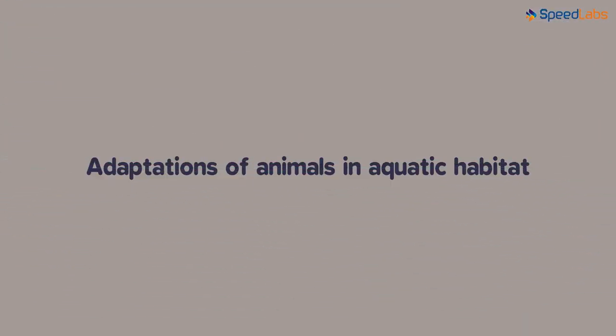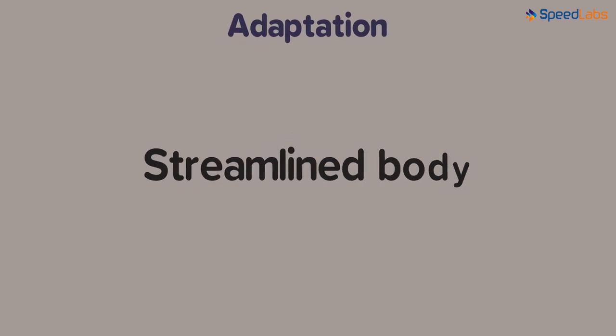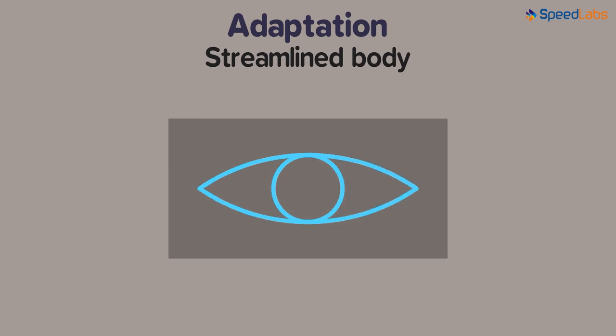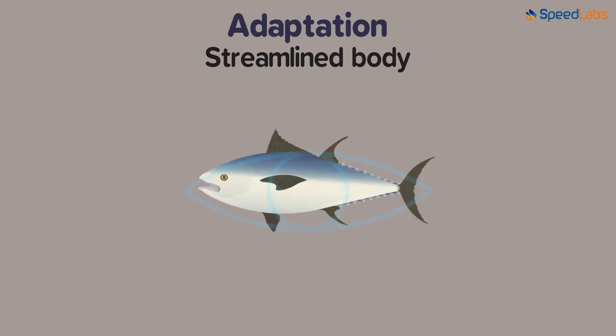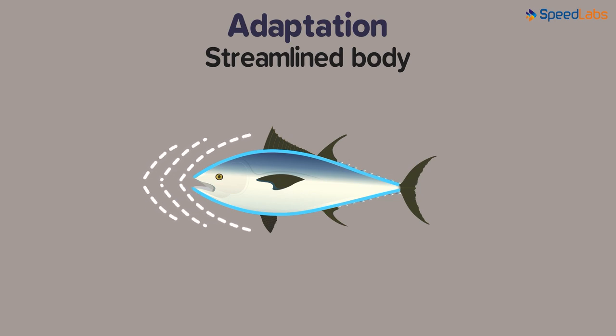The first on our list is a streamlined body. A streamlined body means having tapering ends and bulged center. Somewhat like this. If you observe the fish carefully, their body is streamlined. But why do we say it's an adaptation? This streamlined shape helps them overcome the resistance of water as they can cut through it easily.